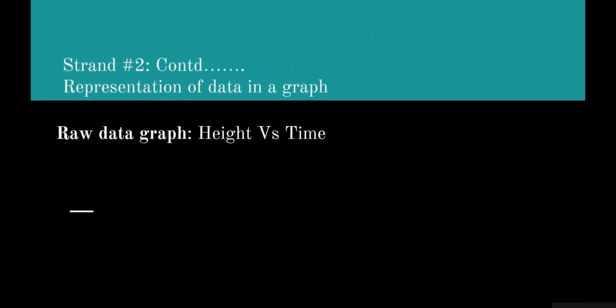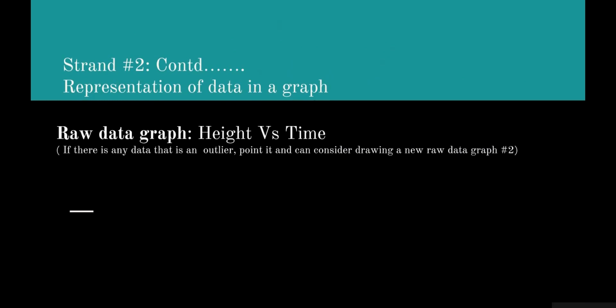So, once we are done with the data processing, next step is to represent these data in the form of graph or graphs. It's always better to show how dependent variable changes with independent variable in a graph. Therefore, I call it a raw data graph. In this example, it is the height versus time.